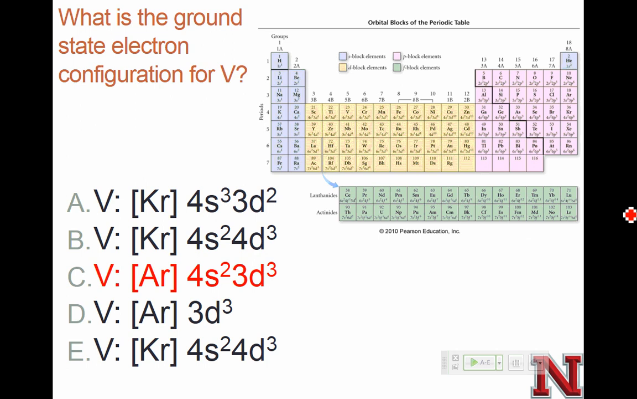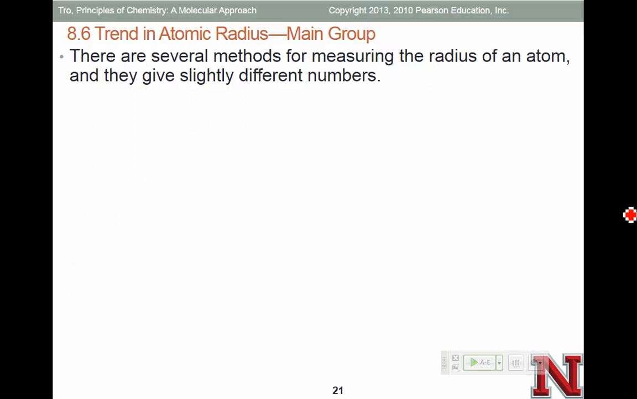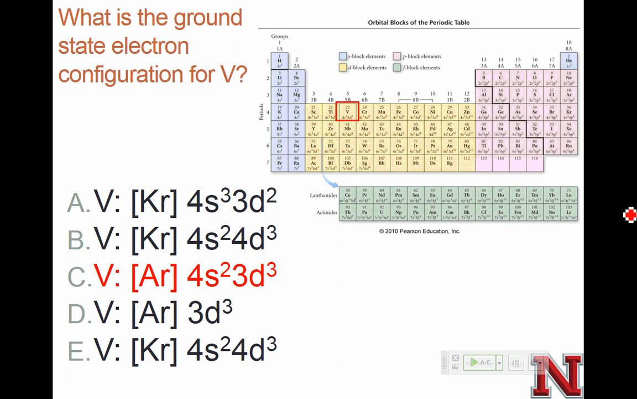So if we look at this one, the answer is C, but let's actually look at it. Here's V. First off, krypton is after V. So krypton is not going to be our noble gas in brackets. It's a noble gas that's before it, because it has all the same electron configuration up until that point. Krypton has more electrons and more energy levels filled. So krypton wouldn't be it. So A, B, and E all have to be wrong. So our noble gas before is argon.